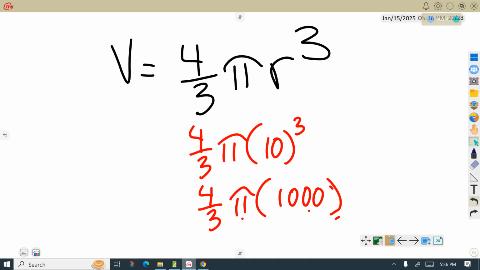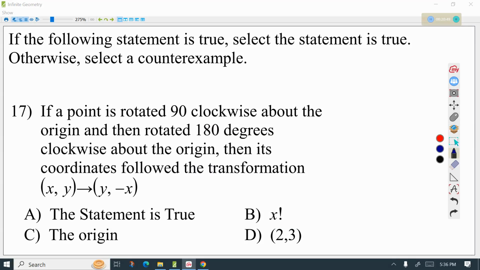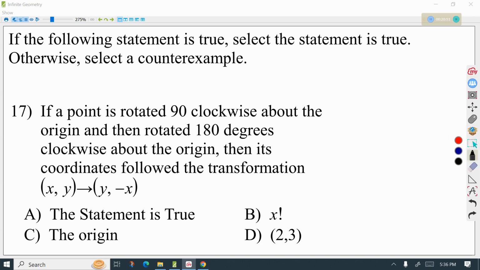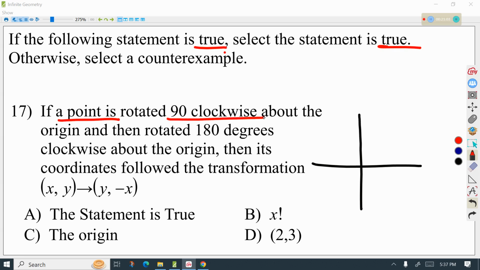Okay? Now when we look at this one, all I'm trying to get you to do is draw a little picture and experiment to see whether or not this thing is true. We're not just going to be confused and boggled because we have to read something. Okay, so read through it. If a point is rotated 90 degrees clockwise and then 180 degrees clockwise, okay, so let's do that. 90 degrees clockwise, right? And then 180 degrees clockwise. Okay, so we still keep going that way. So is that the same thing as this transformation?